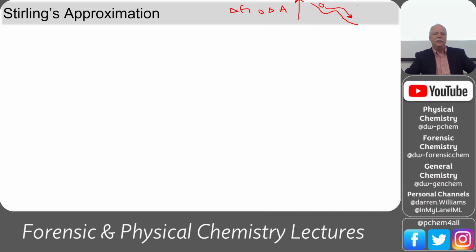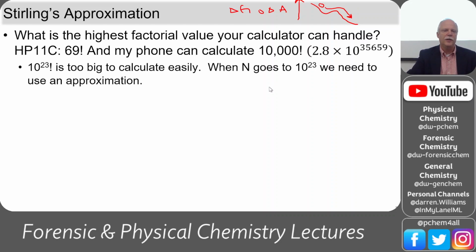Now let's talk about dealing with moles of molecules, and in this case we get to Stirling's approximation. So, you guys have calculators on your tablets or whatever. What's the highest factorial that you run across, like your calculator can do? So to give yours a test. Mine on my phone is pretty darn good. Let's see. My old HP 11C that I got in 1987 can only go to 69 factorial.